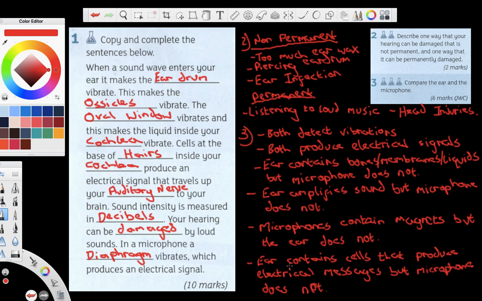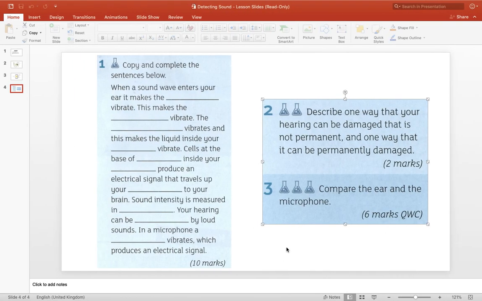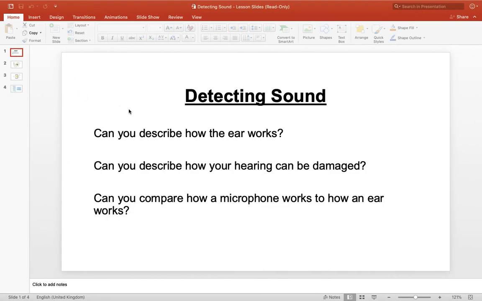So you should have marked all of that by now. If you have any questions, please drop me an email or write a comment in the Google Classrooms. You should now be able to describe how the ear works. You should be able to describe how your hearing can be damaged, and you should be able to compare how a microphone works to how an ear works.